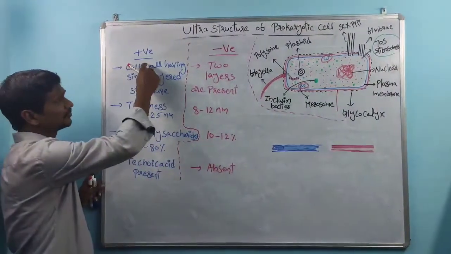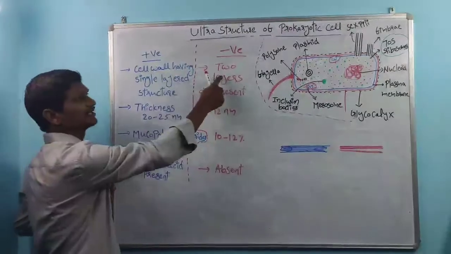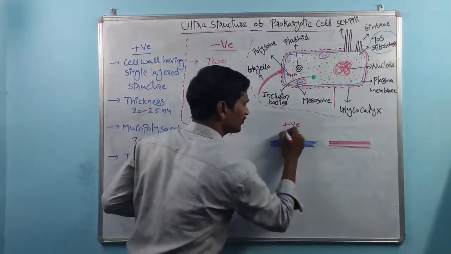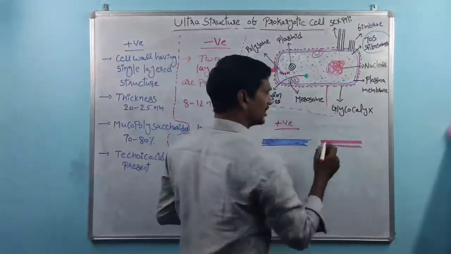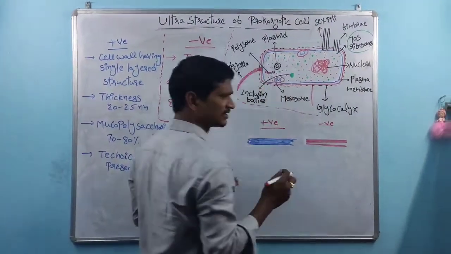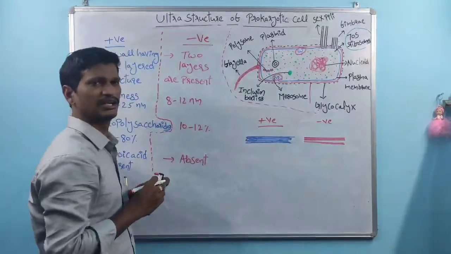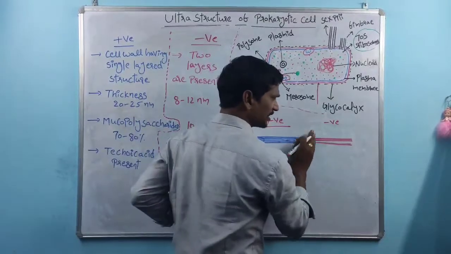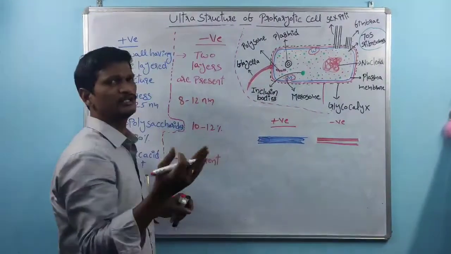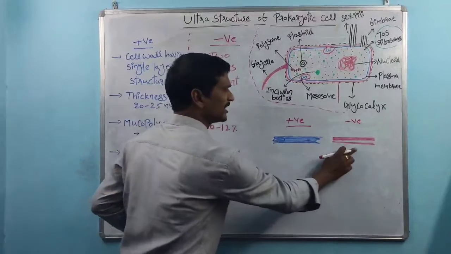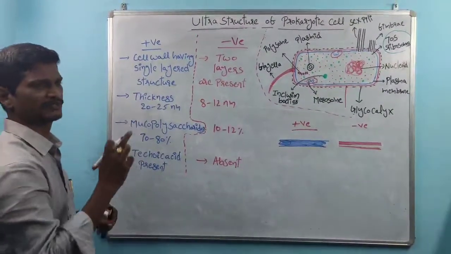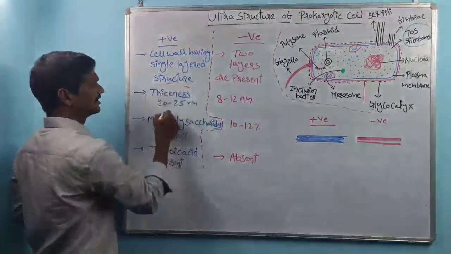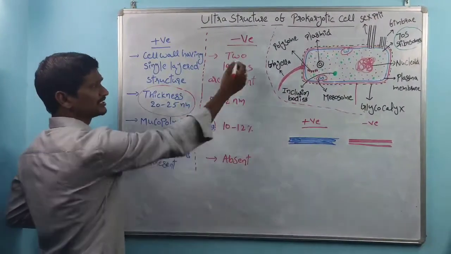So, the thickness of the gram-positive cell wall is more than that of gram-negative bacteria. This is the gram-positive cell wall with more thickness, and this is the gram-negative bacteria, whose cell wall thickness is less compared with the gram-positive. Here it is a single layer structure, and in gram-negative bacteria the cell wall forms in two layers. That is the first difference between gram-positive and gram-negative bacteria. And I already said the thickness is more in gram-positive, less in gram-negative.